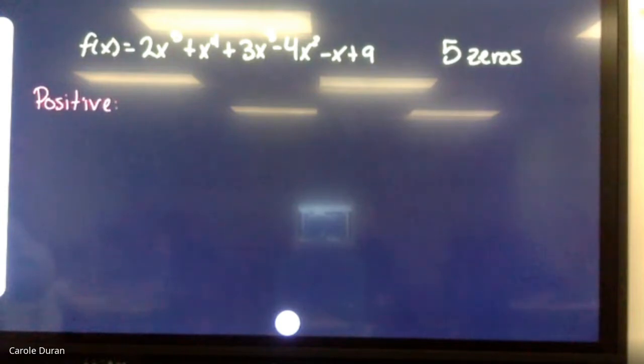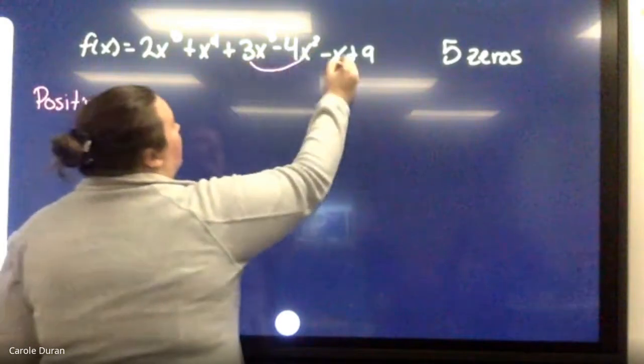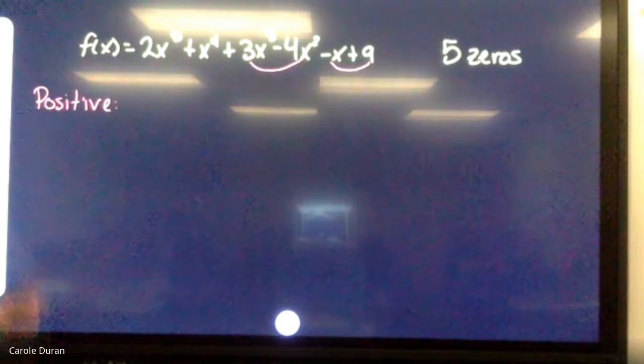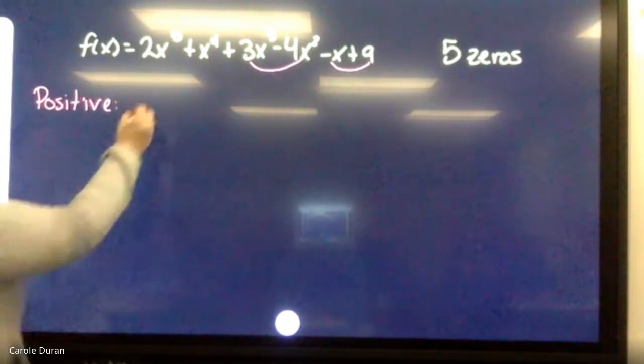How many sign changes did you have? 3. How many of you guys came up with 3 as well? I should have 2: 1 here and 1 here. So I have 2 sign changes, which means I have how many possible positive roots? 2 or 0.